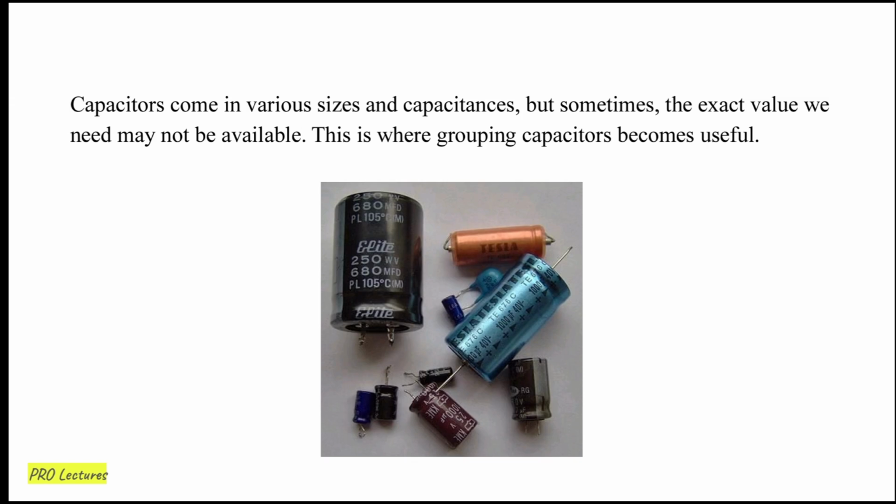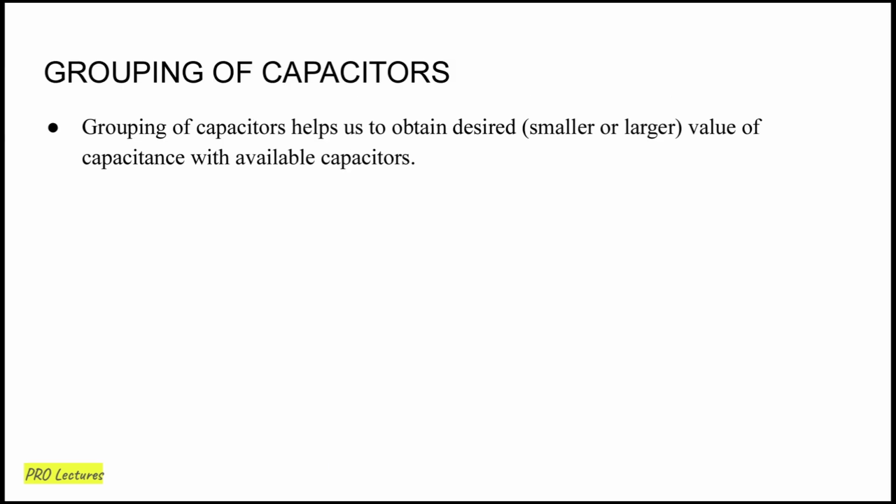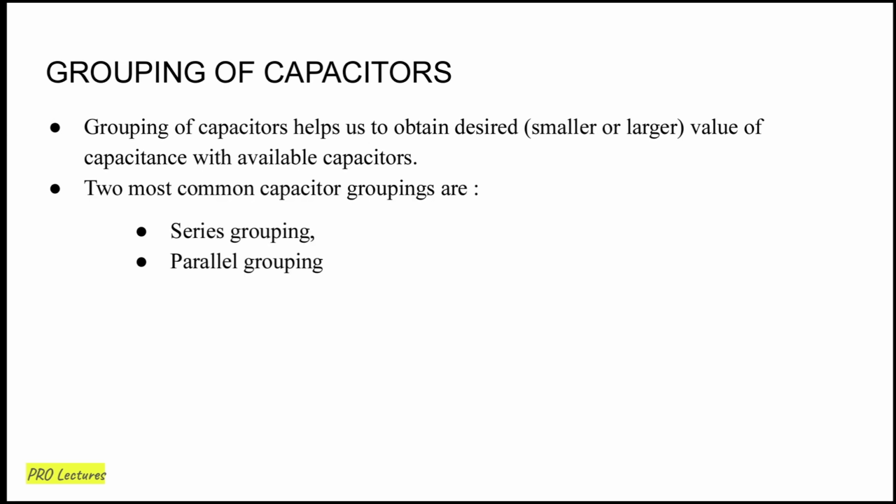Capacitors come in various sizes and capacitances, but sometimes the exact value we need may not be available. This is where grouping of capacitors becomes useful. Grouping capacitors allows us to get either smaller or larger capacitance using the capacitors we have on hand. There are two main groupings of capacitors: in parallel and in series. Let's first talk about parallel grouping.